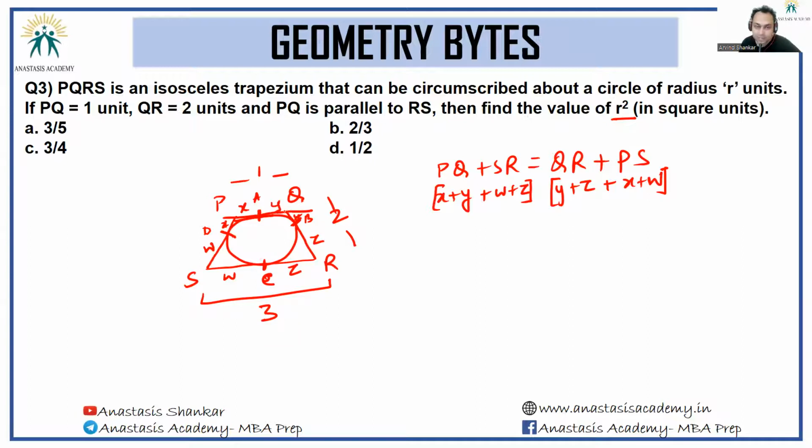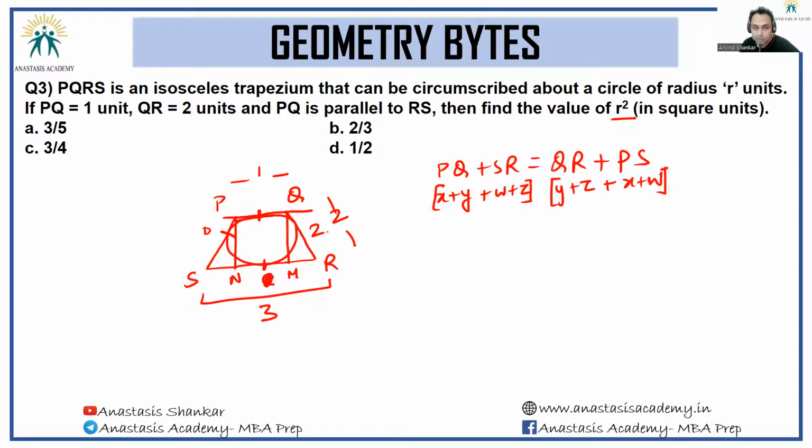Now if SR is 3, drop a perpendicular from Q to this point and drop a perpendicular from P to this point. Let me erase a lot of things. In order to get to that insight, I had to write far more things than the diagram size would allow. Okay. So let's name these 2 points M and N.